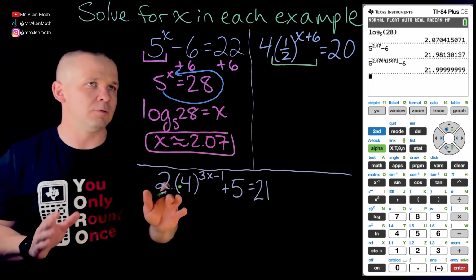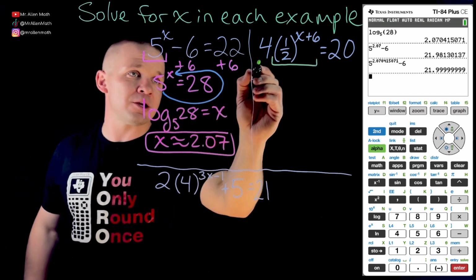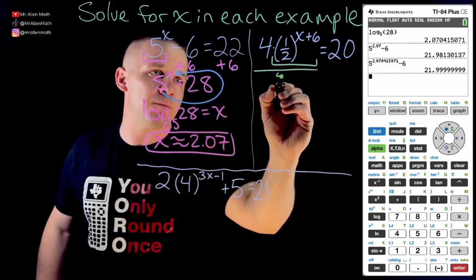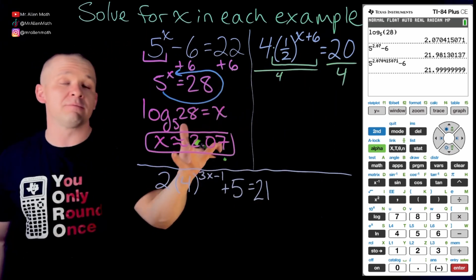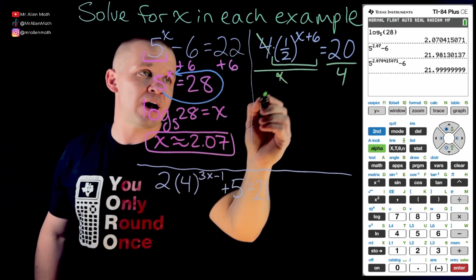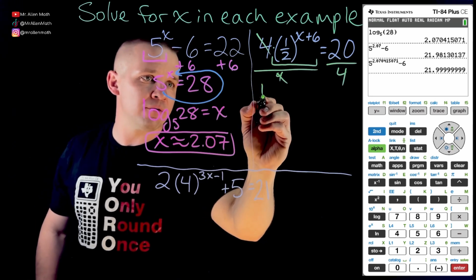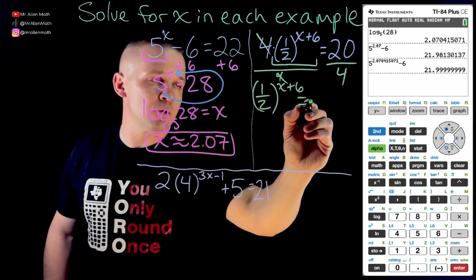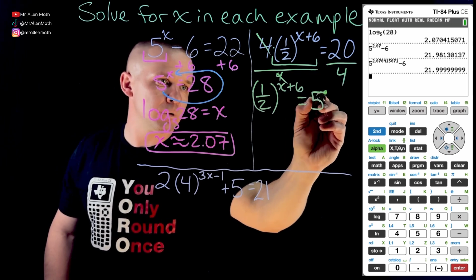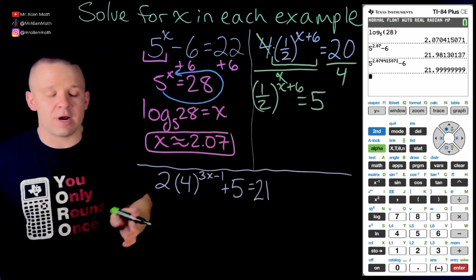Okay? Cool. So what I'm going to do first here is I'm actually going to divide by 4 on both sides because I was multiplying by 4. It was 4 times that stuff. To undo it, I divide. And now we have 1/2 raised to the x plus 6 equals 5. Cool. No calculator needed yet, which is great.